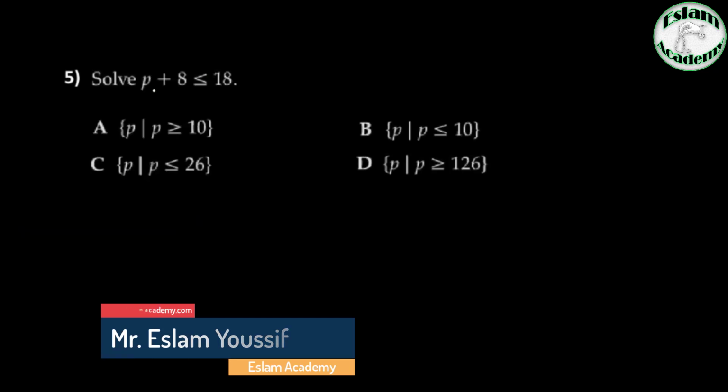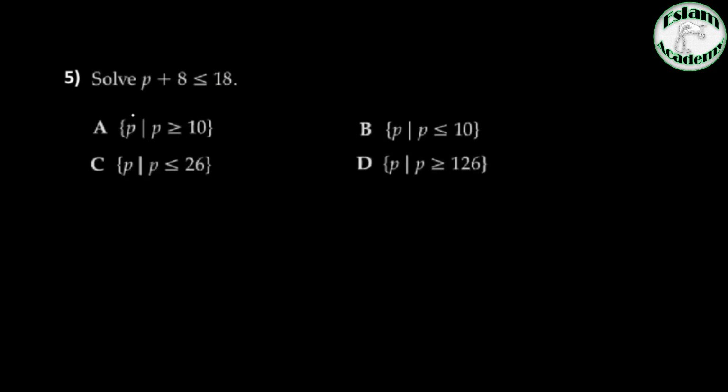Number 5. p plus 8 is less than or equal to 18. Because it's plus 8, we'll solve by subtracting 8. So p is less than or equal to 18 minus 8, which equals 10. So p is less than or equal to 10. So the answer is B.